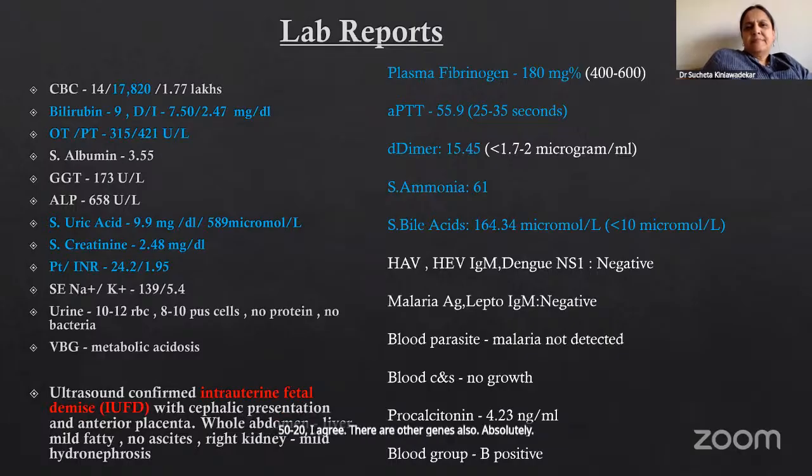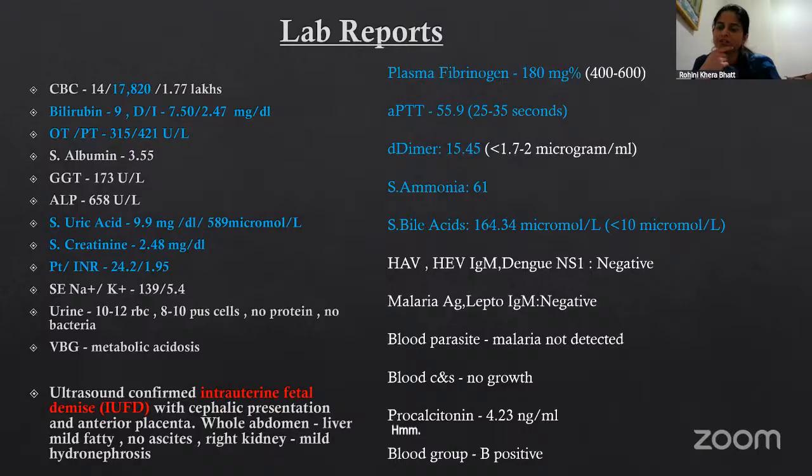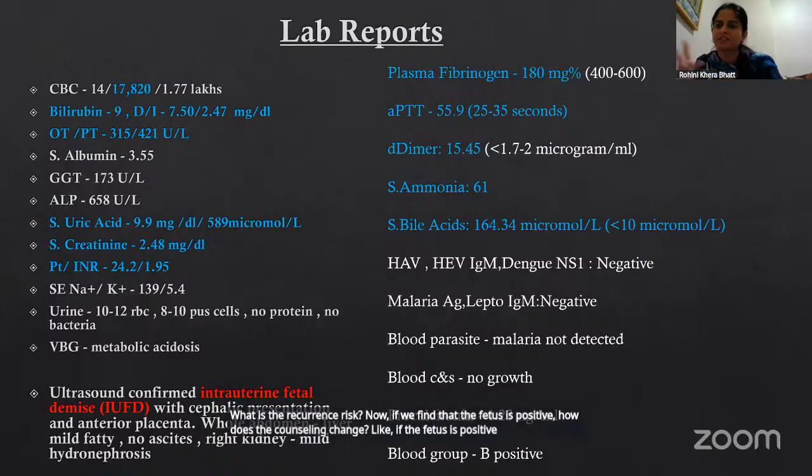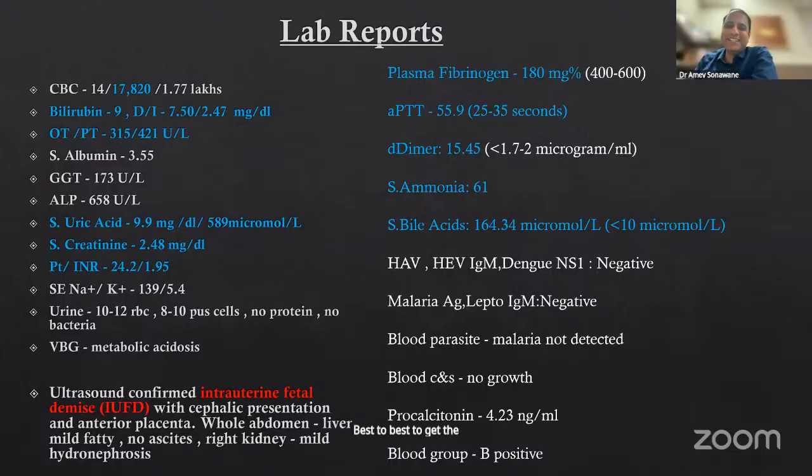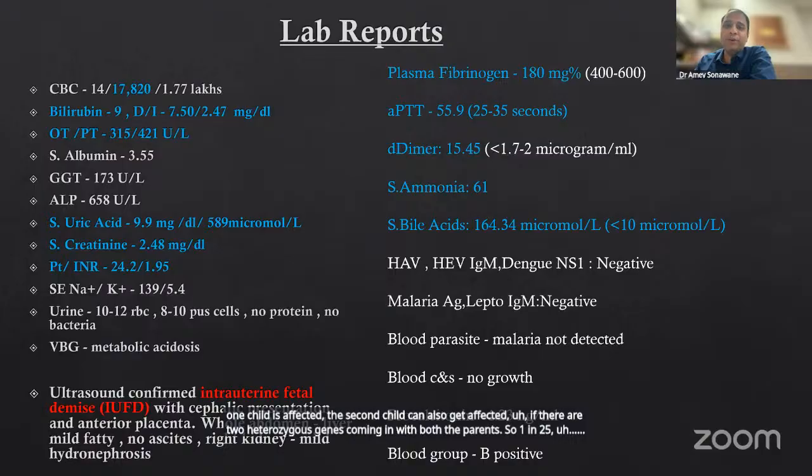Absolutely. So what is the recurrence risk now if we find that the fetus is positive? How does the counseling change? Like if the fetus is positive and negative, what is the recurrence risk? How does that depend on this? Best to get a geneticist into this because at the end of the day, if one child is affected, the second child can also get affected if there are two heterozygous genes coming in from both the parents. So 1 in 4 is what we look at, right? So yeah.